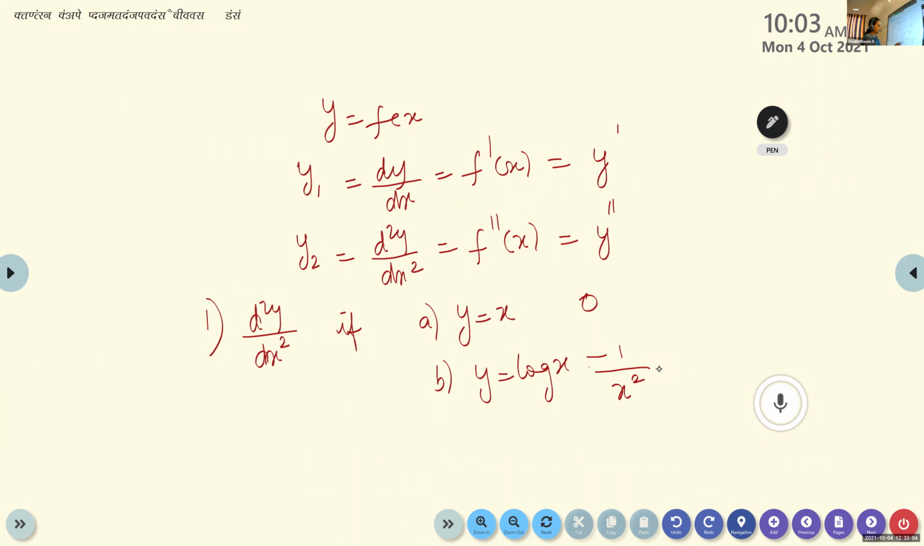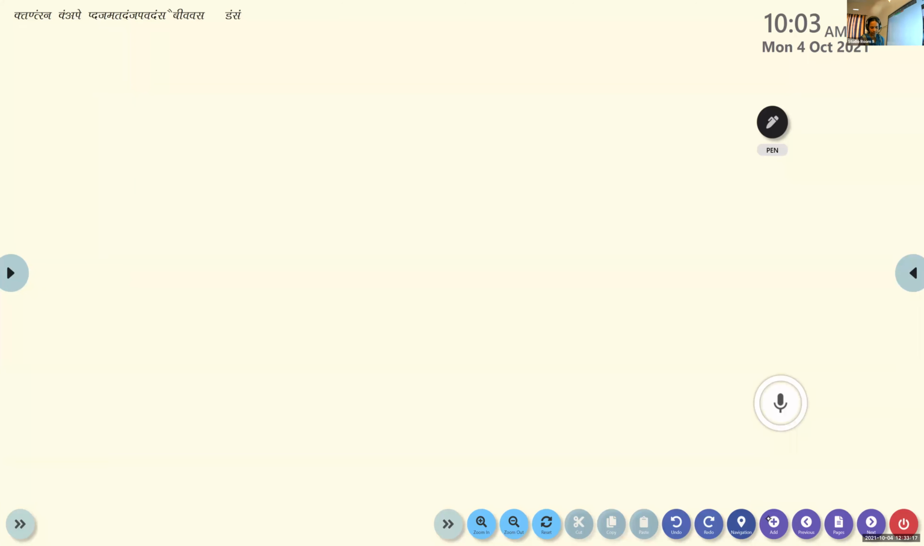Okay, log x, if you differentiate, first time when we differentiate, we'll get 1 by x. And second time, if you differentiate, we'll get d square y by dx square is minus 1 by x square. Write the next one. Y is equal to root of x square minus 1. Find d square y by dx square.